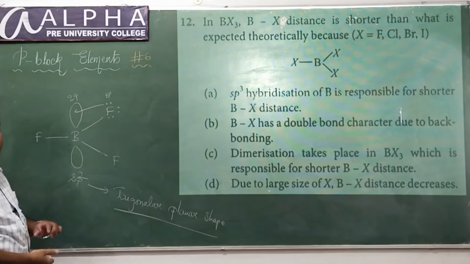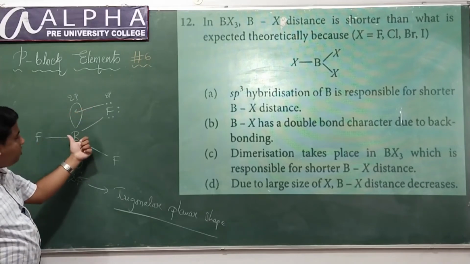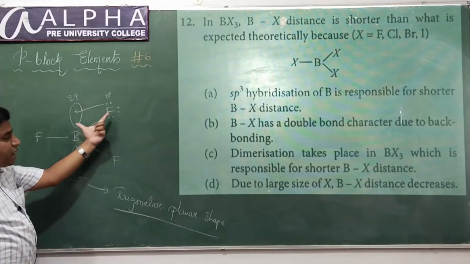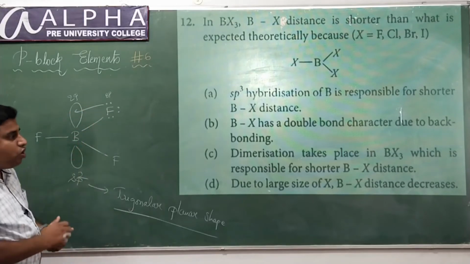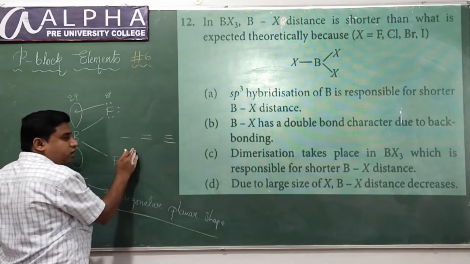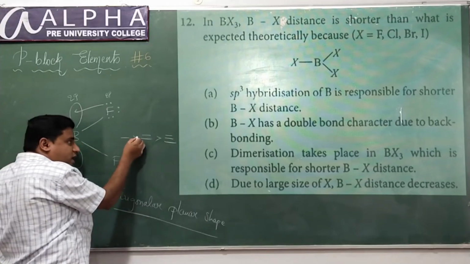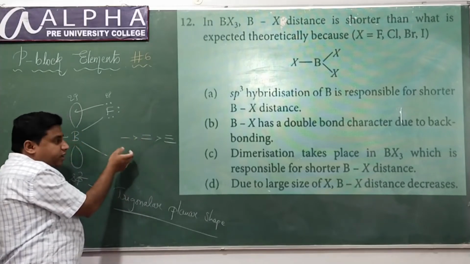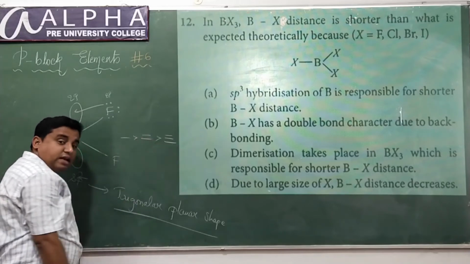Whenever there is a coordinate bond formation, there will be a partial double bond between what? Boron and fluorine. There is a partial double bond between boron and fluorine. Now we know double bond, triple bond and single bond. Triple bond is shorter than double bond, and double bond is shorter than single bond. Correct? This bond length is more, this bond length is less, this bond length is still less.